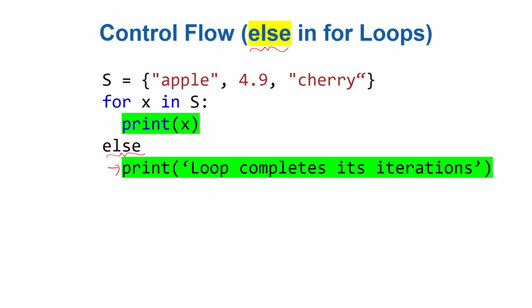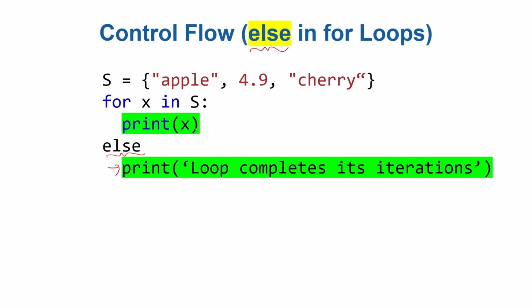We expect that the very first time X will be apple, it will print apple. Next time X will be 4.9, it will print 4.9. Next time X will be cherry, it will print cherry, and the loop ends because there is no item in the set to iterate over. Because the loop finishes its complete iteration, there are expected 3 iterations and the loop finishes those. Now the else part will execute and you will say, okay, loop completes its iterations.